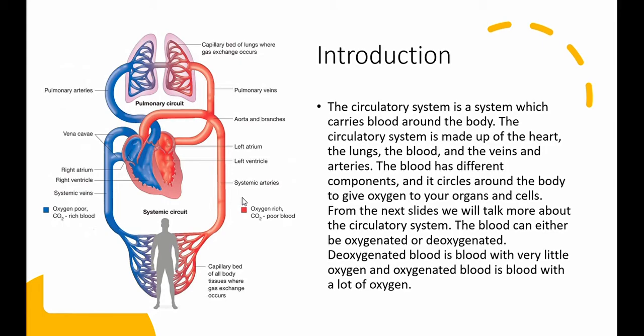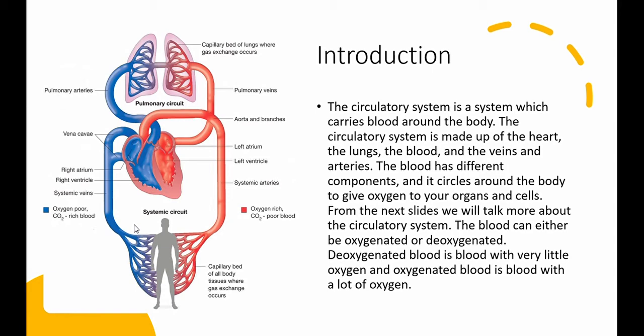The blood can either be oxygenated or deoxygenated. The deoxygenated blood is blood with very little oxygen, and oxygenated blood is blood with a lot of oxygen. Now, some notes before we continue. We do not talk about capillaries in this presentation, but capillaries are basically vessels which connect the arteries and veins together, because they do.